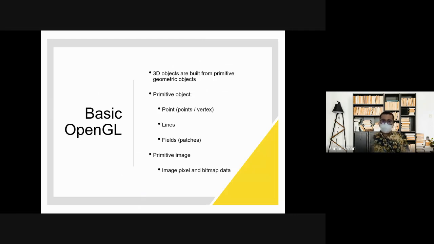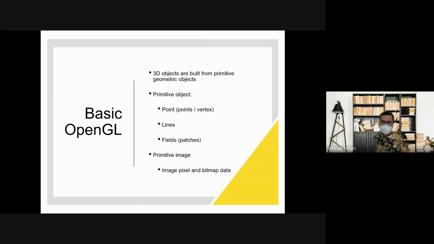On the basics of OpenGL, 3D objects are built from primitive geometric objects. There are three primitive objects that are usually used. One is the point, which we also know as the vertex, and the second one is the line. You can see that a line is two points related to each other. And the third one is the field, or the plane. On the 3D object, you can also see the primitive image. Primitive images include image pixels and also bitmap data.